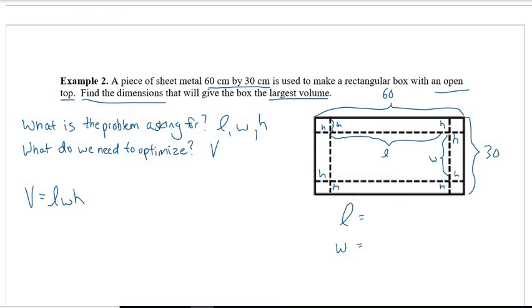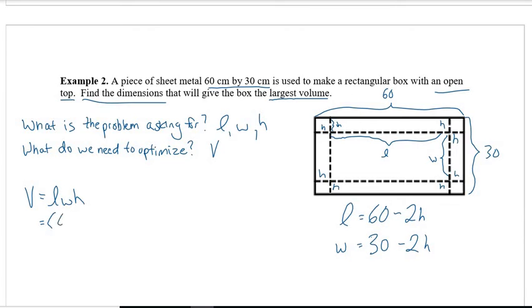Now the length, all we're going to do is take the length of the whole sheet, which is 60, and we're going to chop off one of the bits from either end, which are h units. So 60 minus 2 of those h's. And then we have the width, which is 30, and we're going to do the same thing. We'll chop off 2 of those h's. So now we have length and width both in terms of height, so we could plug those back into our volume formula, and we should get an equation that's all in terms of height.